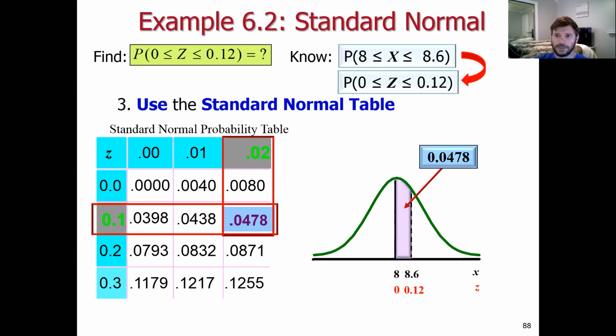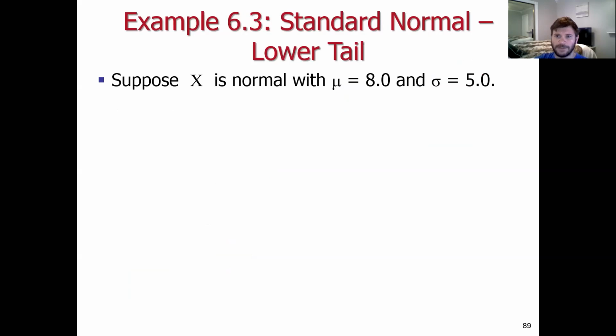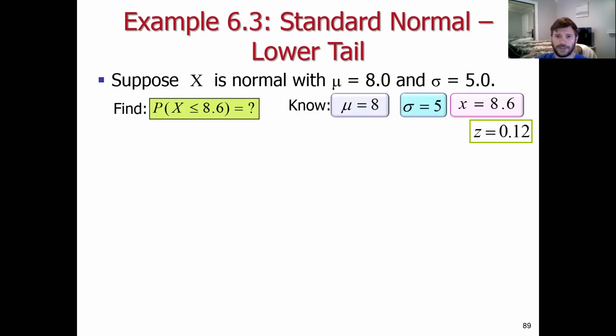Okay, now let's go through an example where we're calculating a lower tail probability using the table. Okay, this was an interior probability, but we may have an example where we have to calculate a lower tail probability. So let's suppose here that we want instead the probability that x is smaller than 8.6. And again, we can use a little bit of our work from before. We know the z value that corresponds to 8.6 is 0.12. And we're going to take the same approach.